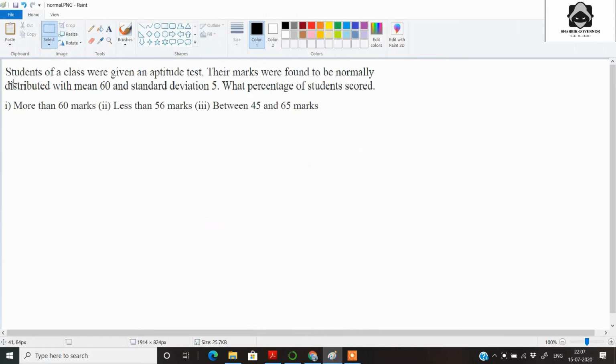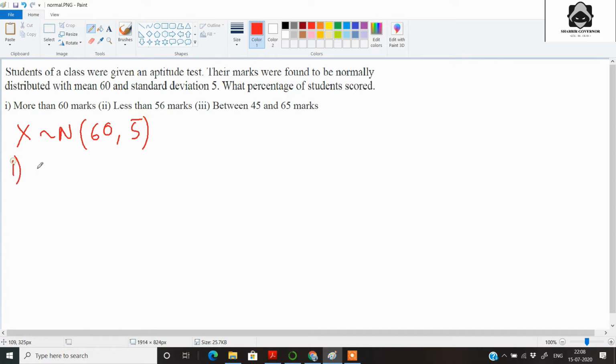The question is, students of a class were given an aptitude test. Their marks were found to be normally distributed with mean of 60 and standard deviation of 5. What is the percentage of the student score? So we have to find the probability for this question where it is following normal distribution. We can write this as x follows normal distribution where the mean is equal to 60 and the standard deviation is equal to 5.